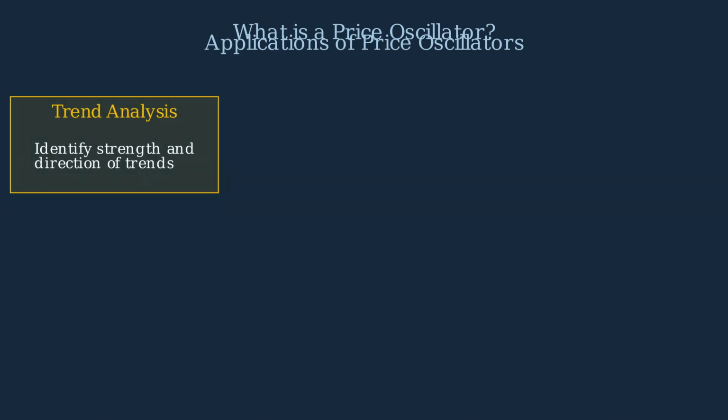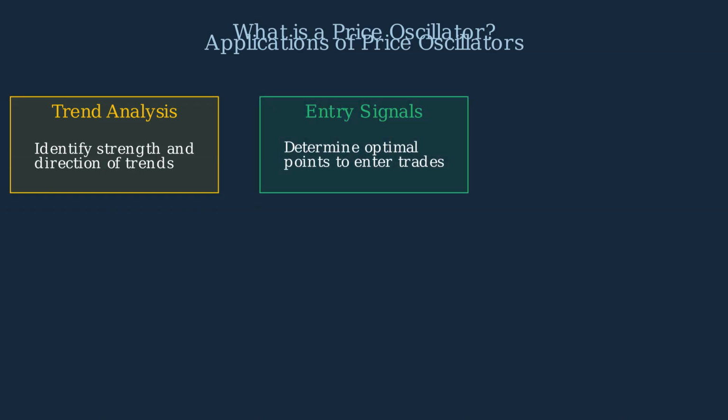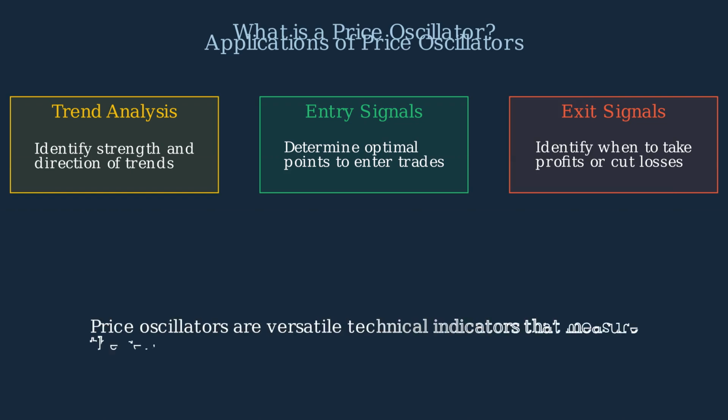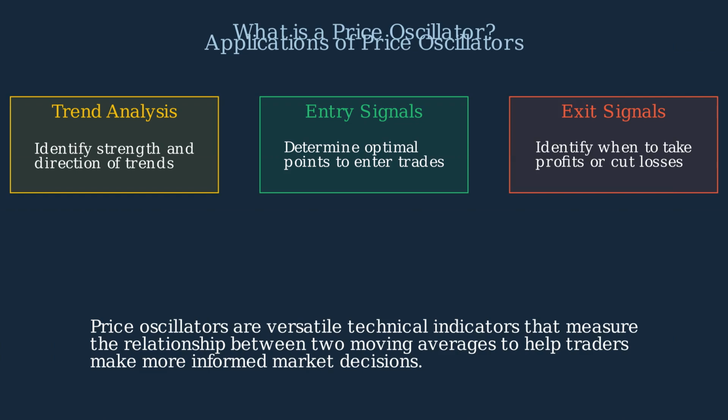Price oscillators have several key applications in trading. They help traders analyze trends by showing momentum in the market. They provide entry signals when market conditions are favorable. And they help traders identify optimal exit points to take profits or minimize losses. In summary, price oscillators are versatile technical indicators that measure the relationship between two moving averages, helping traders make more informed market decisions.